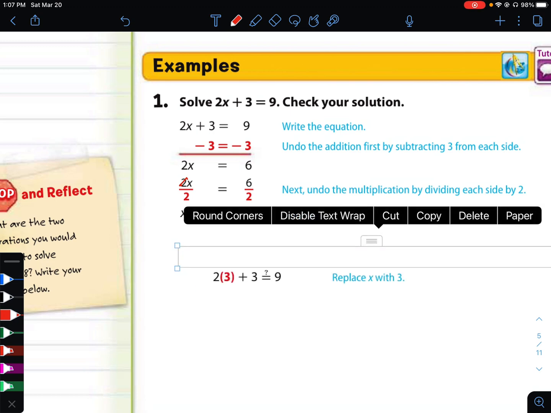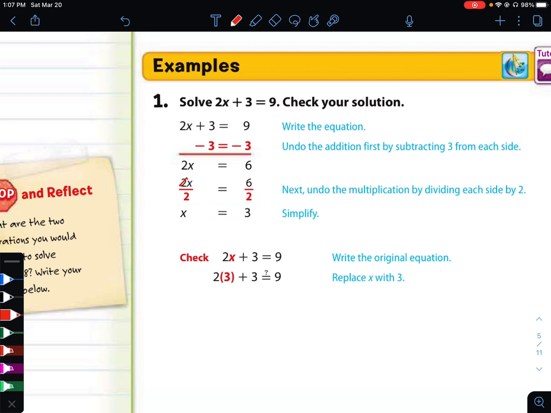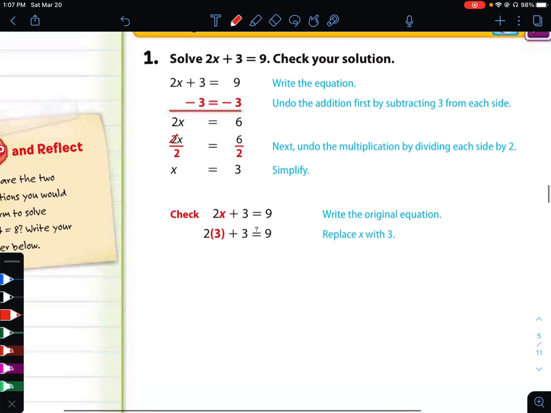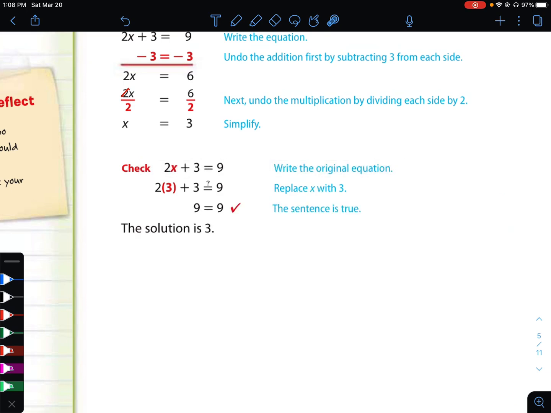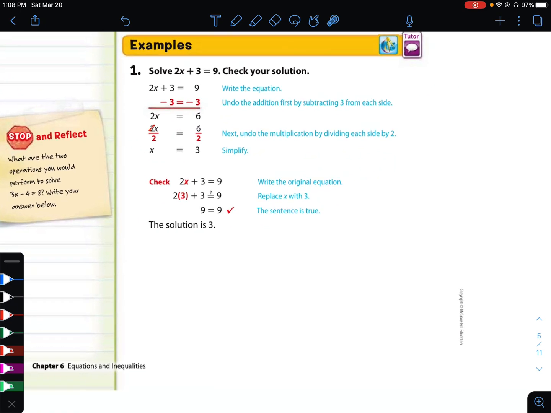This is how we check it. If we want to check our solution, we simply get 3 and substitute it back into the original equation, 2x plus 3. X becomes 3. So 2 times 3 plus 3, is it equal to 9? And we know that it is, so the solution is 3. That is example number 1.